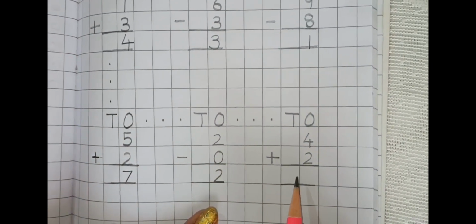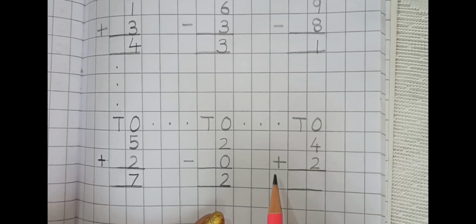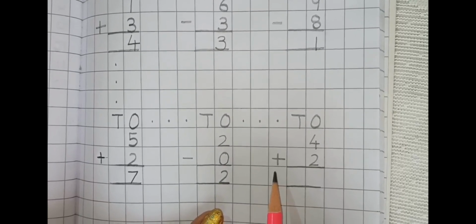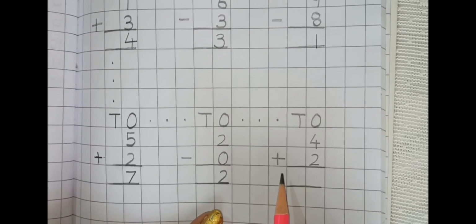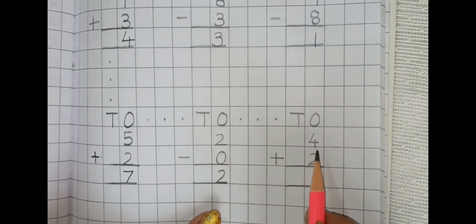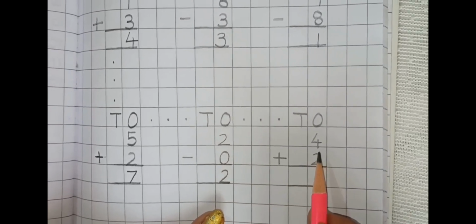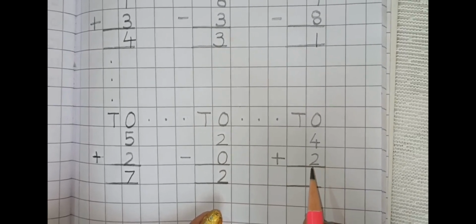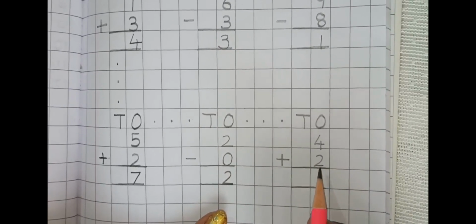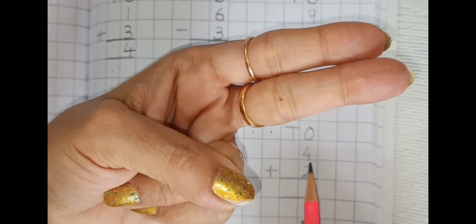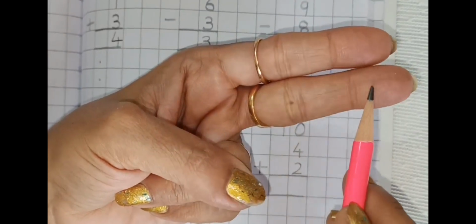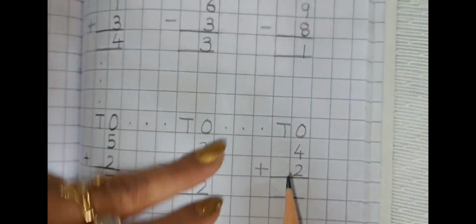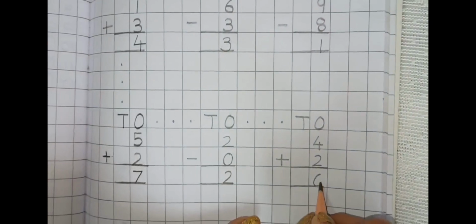Now next sum. Here we can see the sign of addition. In addition sums, we always keep the bigger number in our head. So we'll keep 4 in our head and keep the smaller number in our fingers. So we'll keep this 2 in our fingers. So 4 in our head. After 4, 5, 6. So the answer is 6.